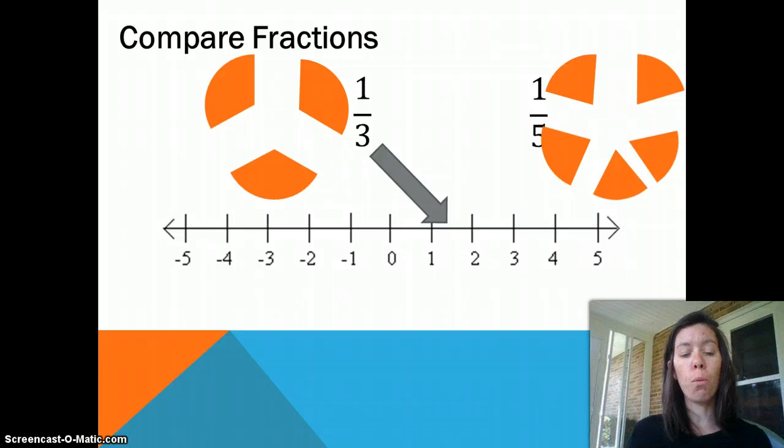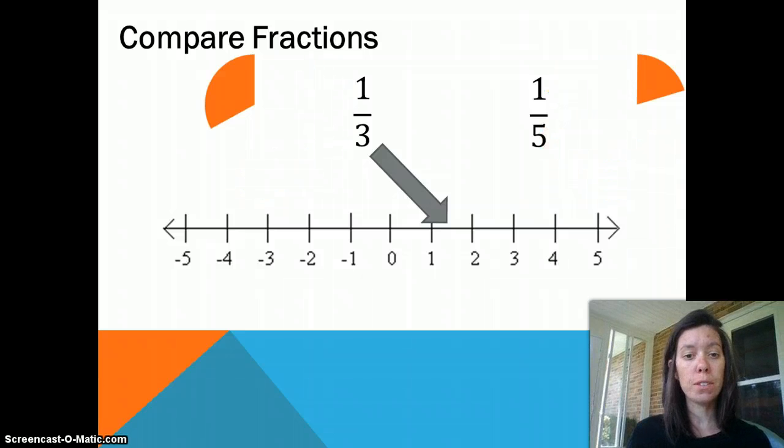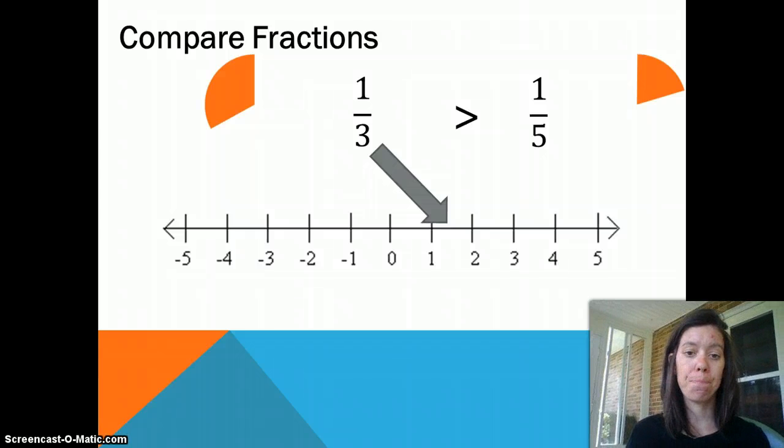Then if we just compare 1 of the thirds to 1 of the fifths, we can see that 1/3 is bigger than 1/5. And it's always going to be true that the more pieces you break something into, the smaller the piece you get. So we can look at the denominators and they have an opposite relationship. The bigger denominator makes the smaller fraction, as long as the numerators are the same.